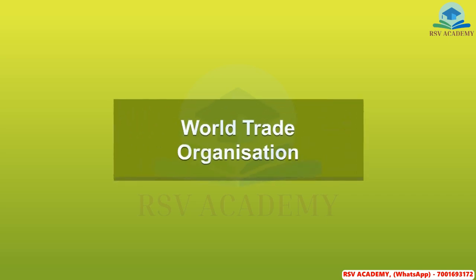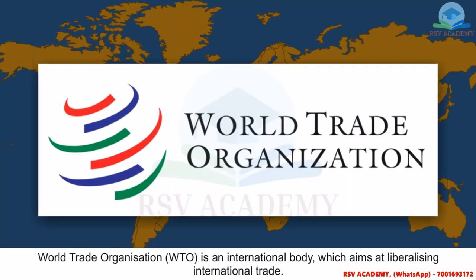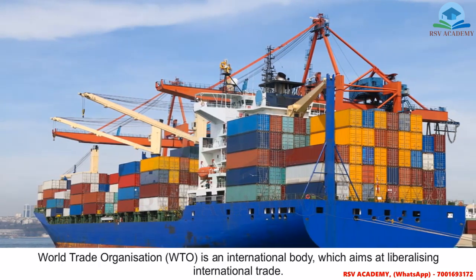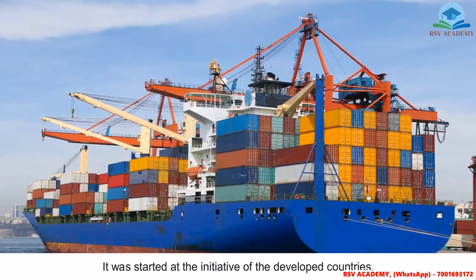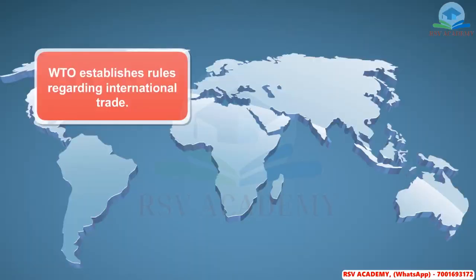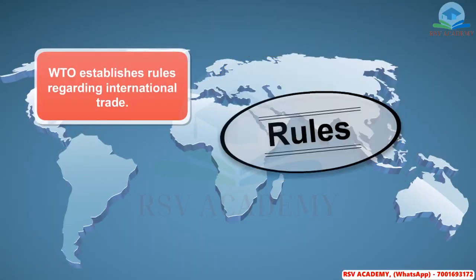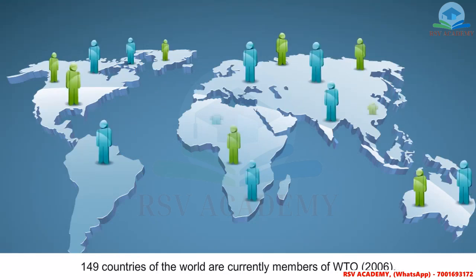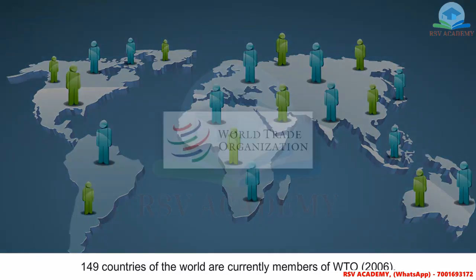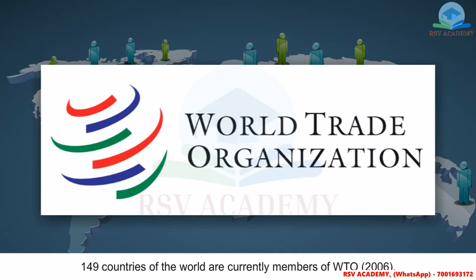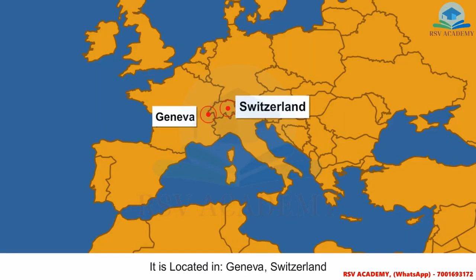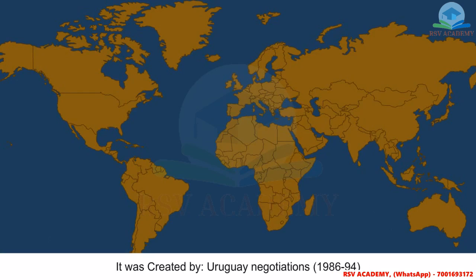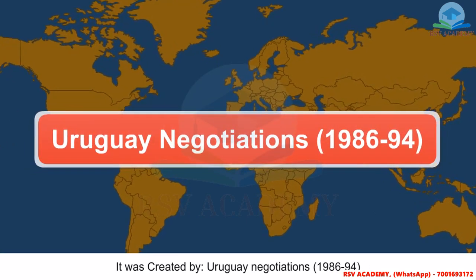World Trade Organization. The World Trade Organization, or WTO, is an international body which aims at liberalizing international trade. It was started at the initiative of the developed countries. WTO establishes rules regarding international trade. It seems that the member countries obey these rules, and 165 countries of the world are currently members of WTO as of 2016. It is located in Geneva, Switzerland. It was established in January 1995. It was created by the Uruguay Negotiations, 1986 to 94.